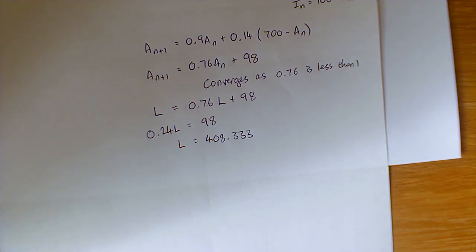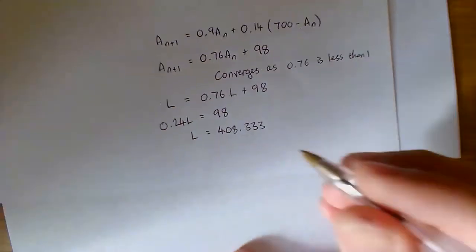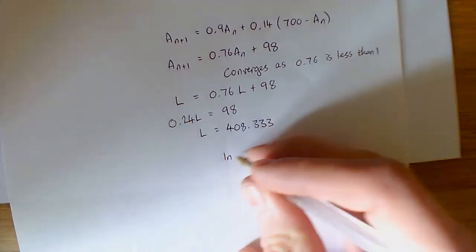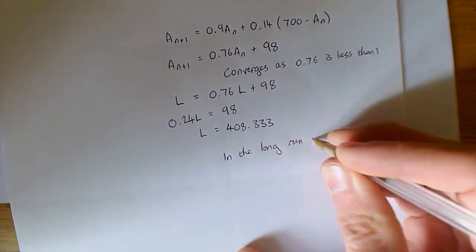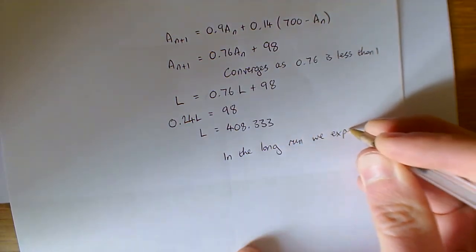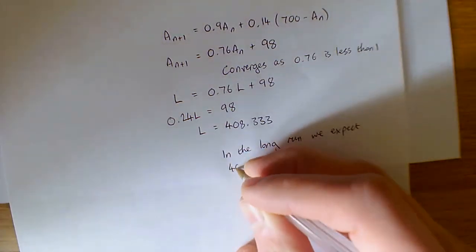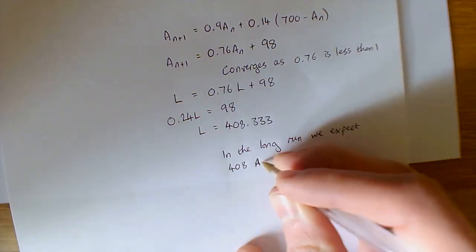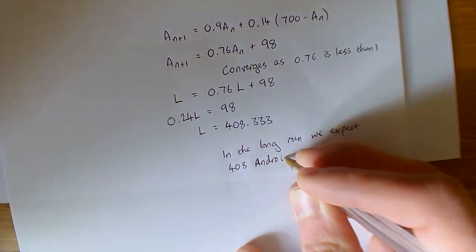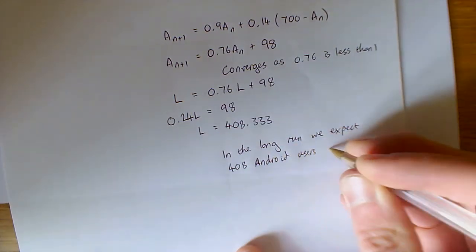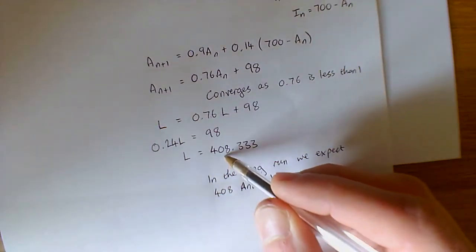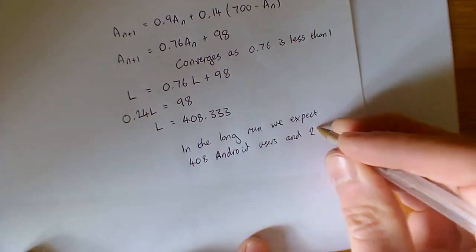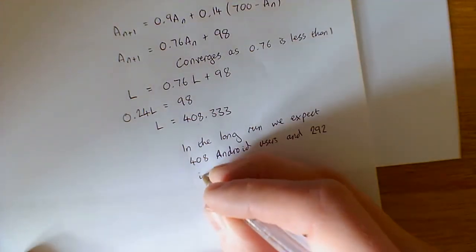We're talking about users of iPhones or Androids, so it makes sense to state our answer in a much clearer way. So in the long run, we expect 408 Android users and the rest, so 700 take away 408, which is 292 iPhone users.